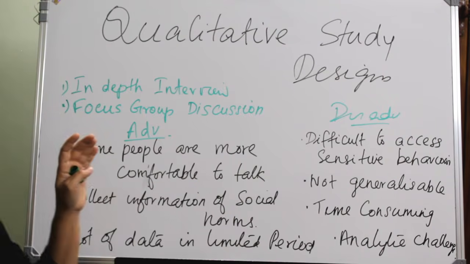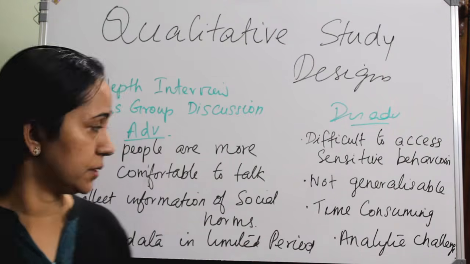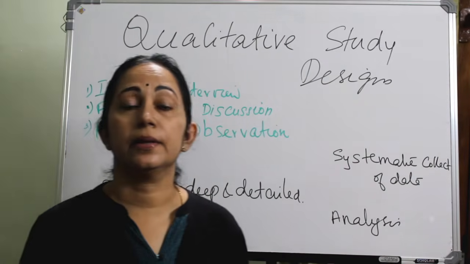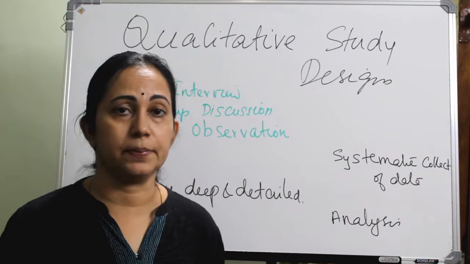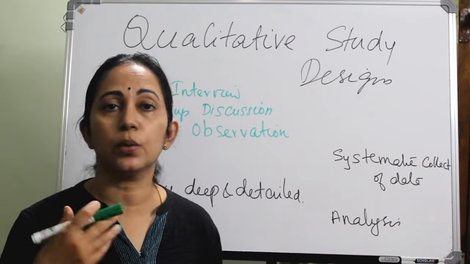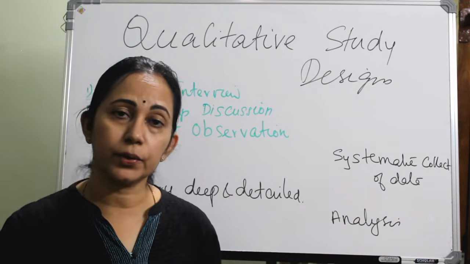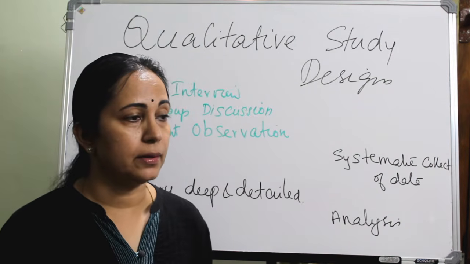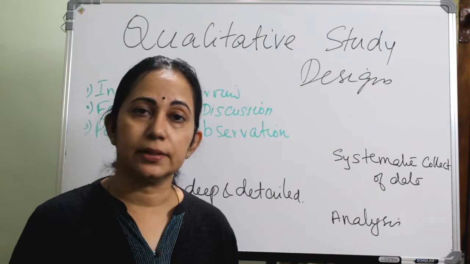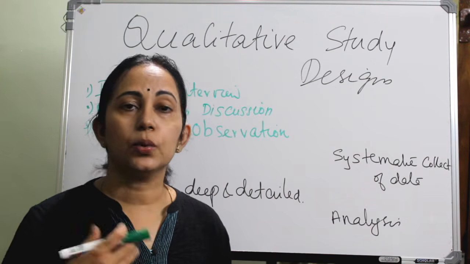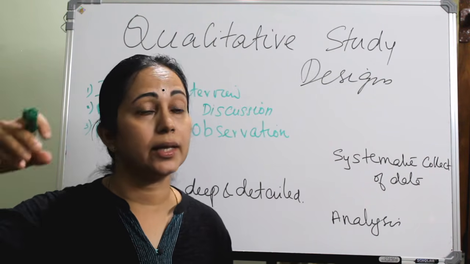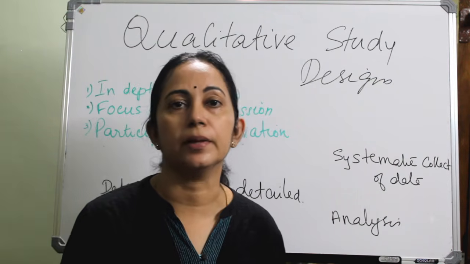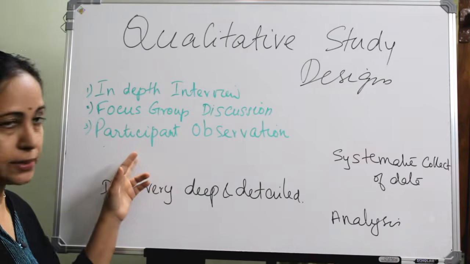And the third method is participant observation. In participant observation, the investigator will become a participant. That is, the investigator will go to that area and become a part of the culture or part of the event. For example, if I want to study transgender issues and I go to the transgender community and I live among them for a period and I understand their issues, their behavior, etc. So that is participant observation.